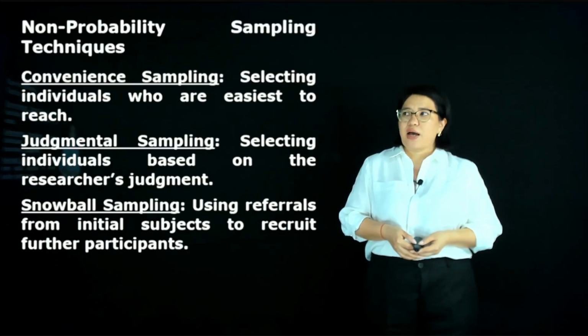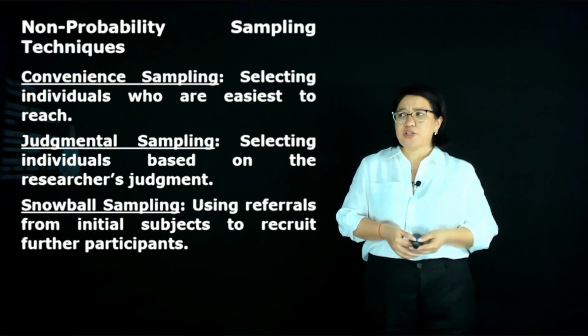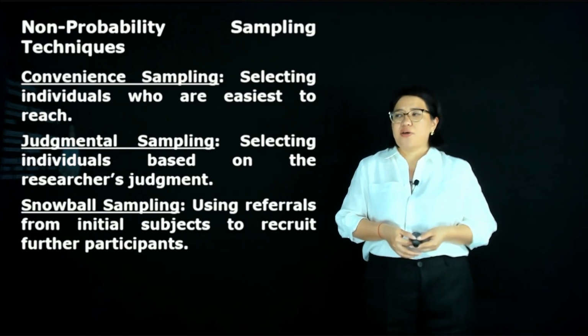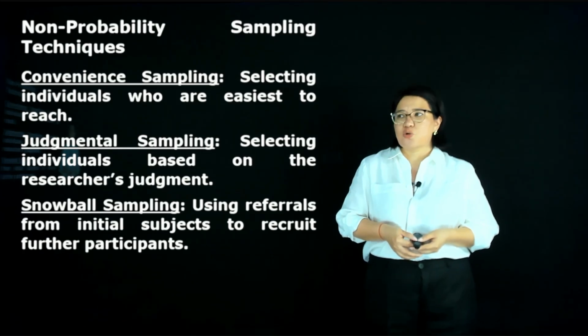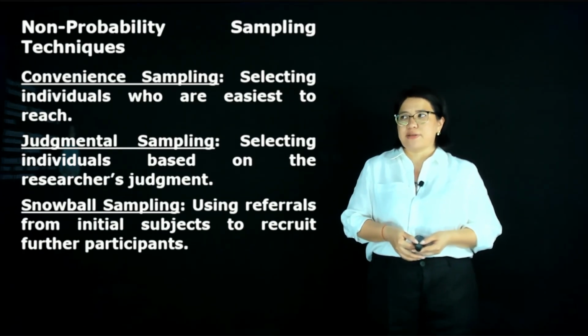And non-probability sampling techniques include convenience sampling, selecting individuals who are easiest to reach; judgmental sampling, selecting individuals based on the researcher's judgment; and snowball sampling, using referrals from initial subjects to recruit further participants.